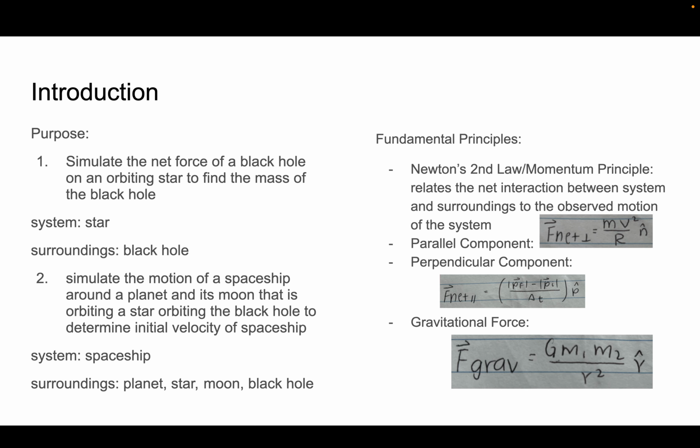This is my Physics 1 Lab 3 report. This lab has two parts. The purpose of Part 1 is to simulate the net force of a black hole on an orbiting star to find the mass of the black hole.